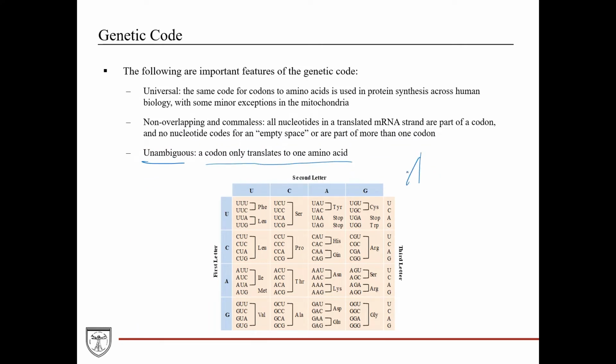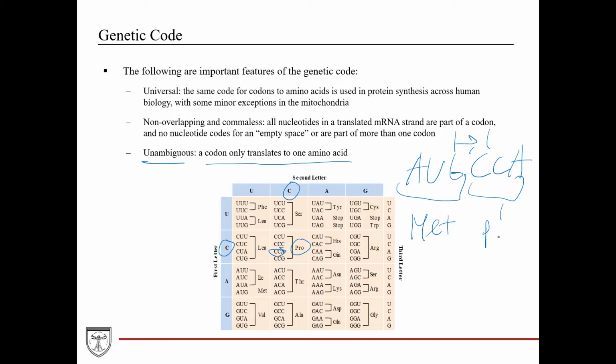So again, you have AUG, CCA. Each of these is a 1-to-1 ratio, so it's only going to code for one. This is only going to code for methionine. This is only going to code for, let's see here, CCA, proline, okay? It's not going to code for more than one amino acid. So it's one codon for one amino acid.